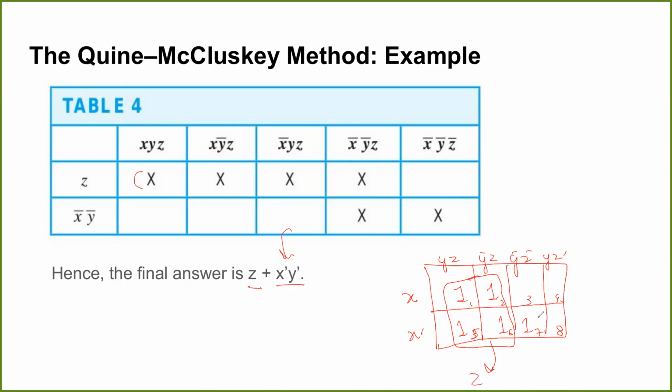And what is the second grouping? I can do 6, 7, right? And from there I get X prime, Y prime. Okay, so this is the correct answer, but let us quickly summarize how Quine-McCluskey is a more automated version.